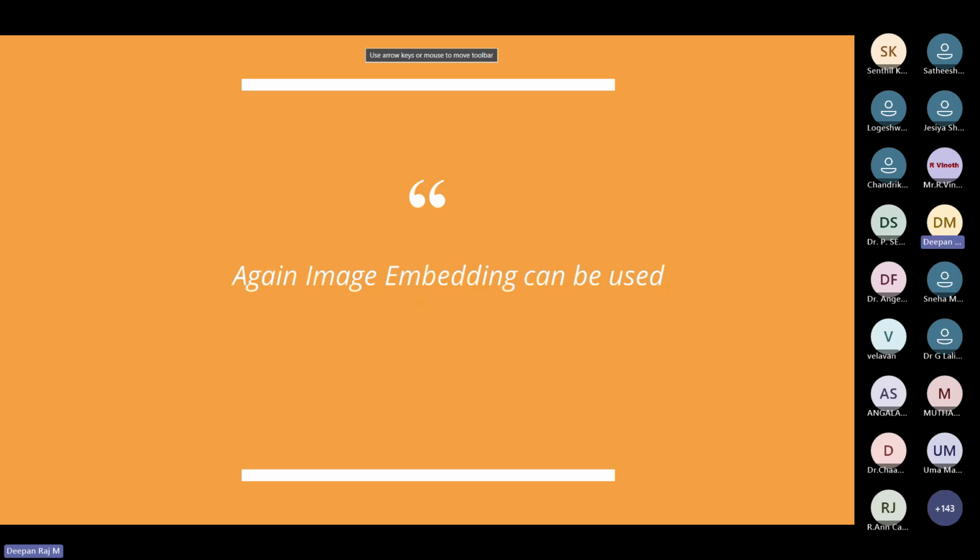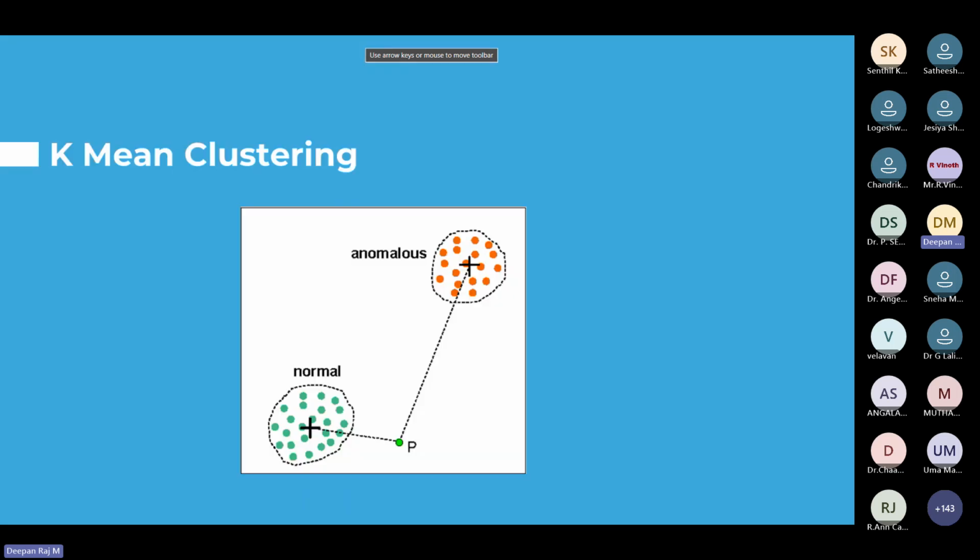Does everyone know about k-means clustering, right? If not, please do let me know. I'll just give a small gist of what k-means clustering is.